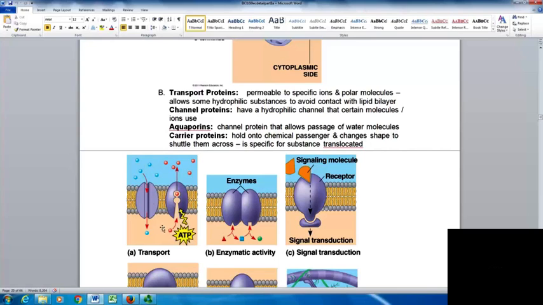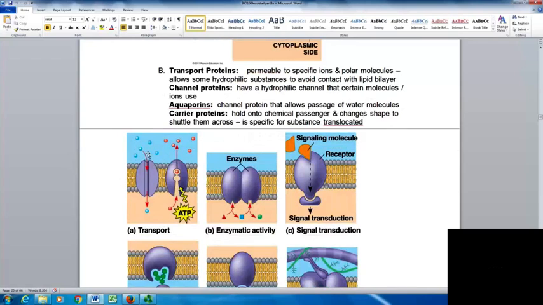So in this picture here, we can see we've got these transport proteins that are going to allow things to cross the membrane. Aquaporins are a specific type of channel protein that are going to allow the passage of water molecules. Your carrier proteins are going to hold on to a chemical passenger and change shape to shuttle them across. This is specific for substances that are translocated.